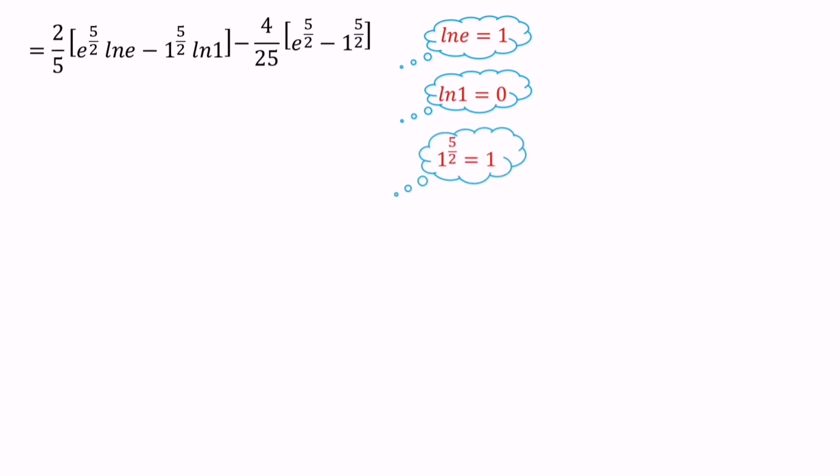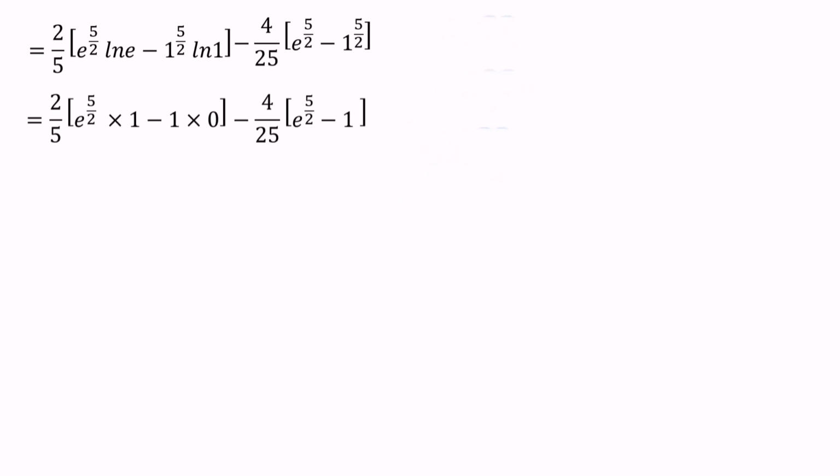So now we can write 2 over 5 within bracket e to the power of 5 over 2 times 1 minus 1 times 0, minus 4 over 25 within bracket e to the power of 5 over 2 minus 1. After that we can remove the brackets. Then we have 2 times e to the power of 5 over 2 over 5 minus 4 times e to the power of 5 over 2 over 25 plus 4 over 25.